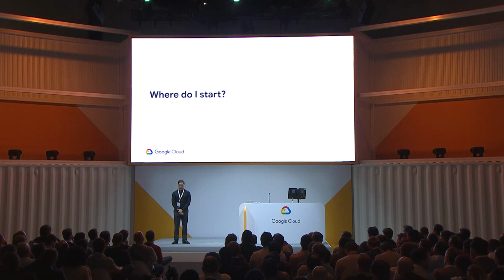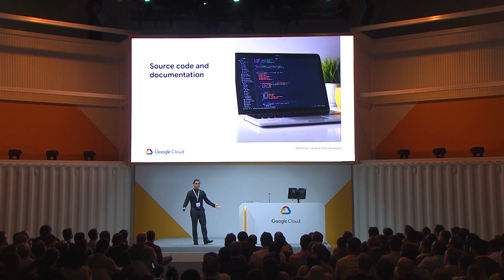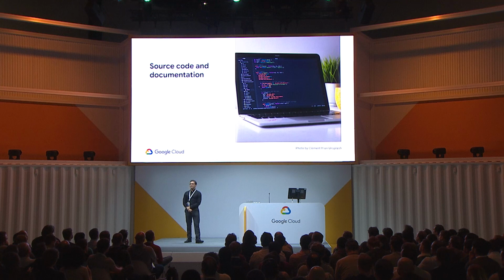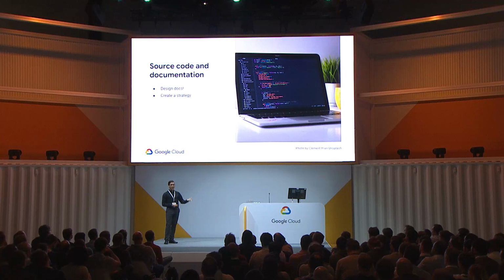All right, now that you know how to split up your app, where should you start? Well, a good place to start is with source code and documentation. Raise your hand if you know what a design doc is. OK. Raise your hand if you've ever written a design doc. Fewer of you. I thought so. Nobody ever writes design docs, but they're important. You should write them. You can use design docs specifically to create a strategy about how you're going to migrate.